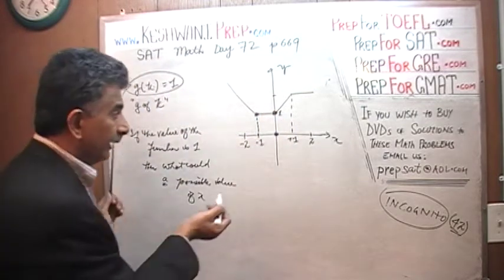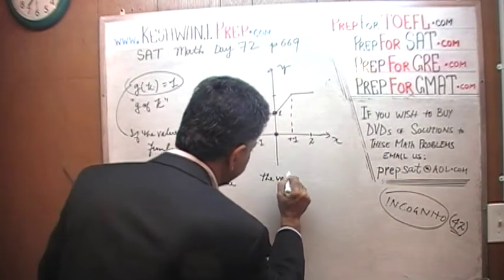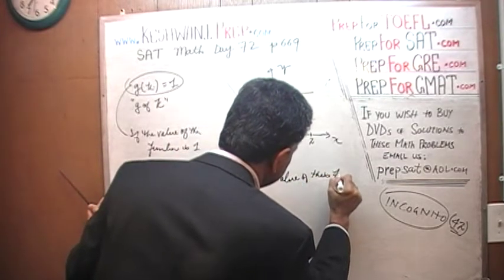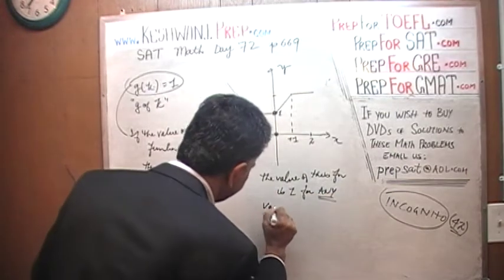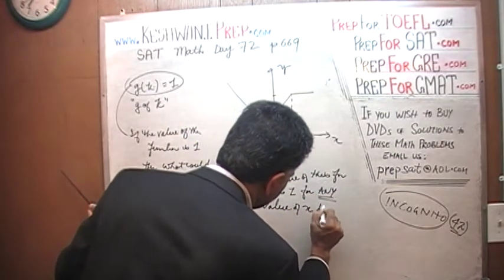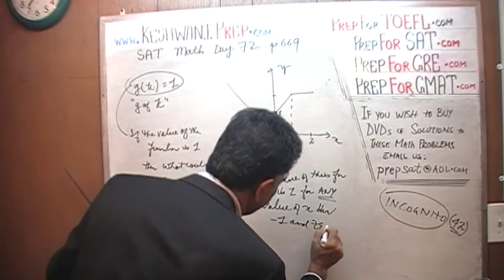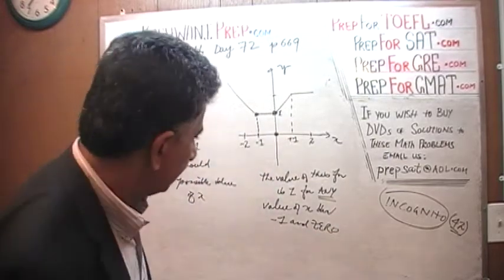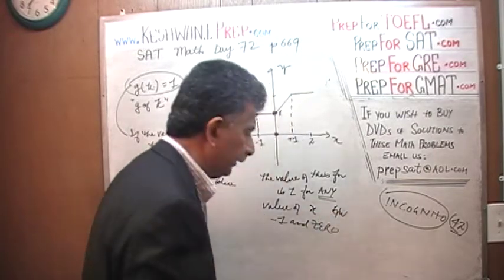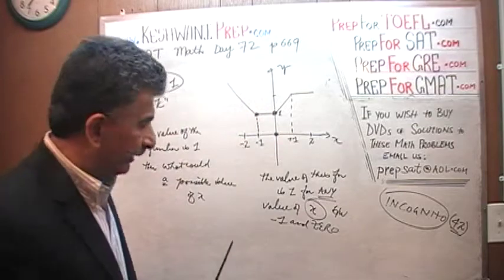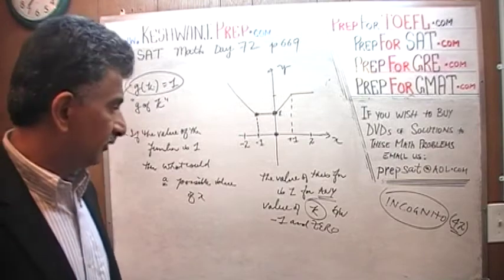Value of the function is 1 for any value between -1 and 0. The value of this function is 1 for any value of x between -1 and 0. Now notice here I put down x. Whether it's x or whether it's k, it doesn't matter. As I said, they're calling this independent variable k, which is fine.